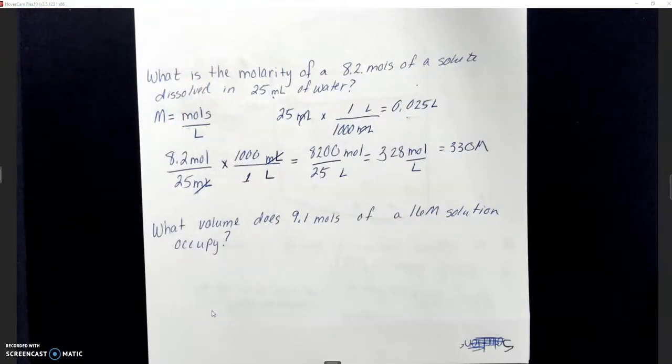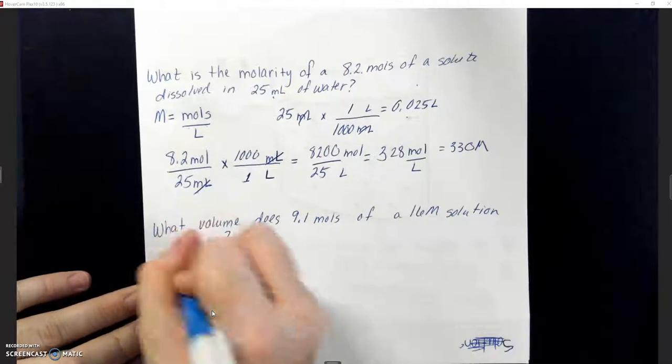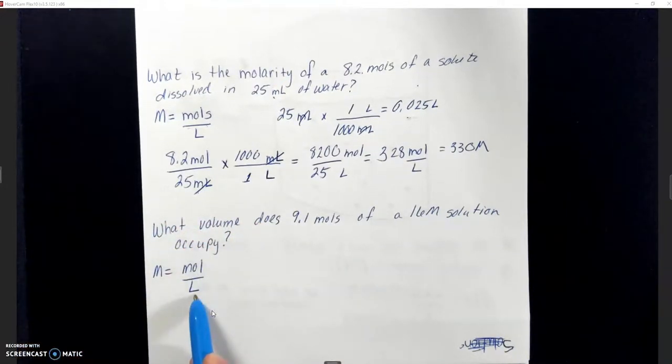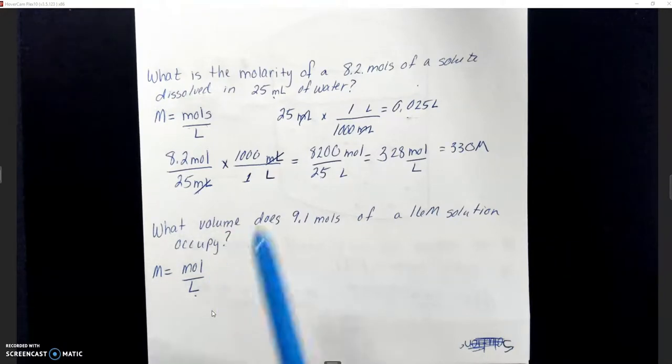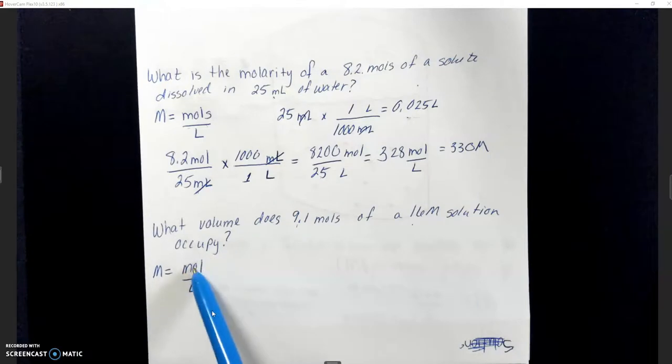What volume does 9.1 moles of a 6 molar solution occupy? Whoa. Now this one's a little different. What is it asking for you this time? It's asking for the volume. Okay. Now let's start with our molarity expression, moles per liter. It's asking you to find liters, because that's what volume is. It gave you the moles and it gave you the molarity. So it gave you this and it gave you that. Now it's telling you to find this.